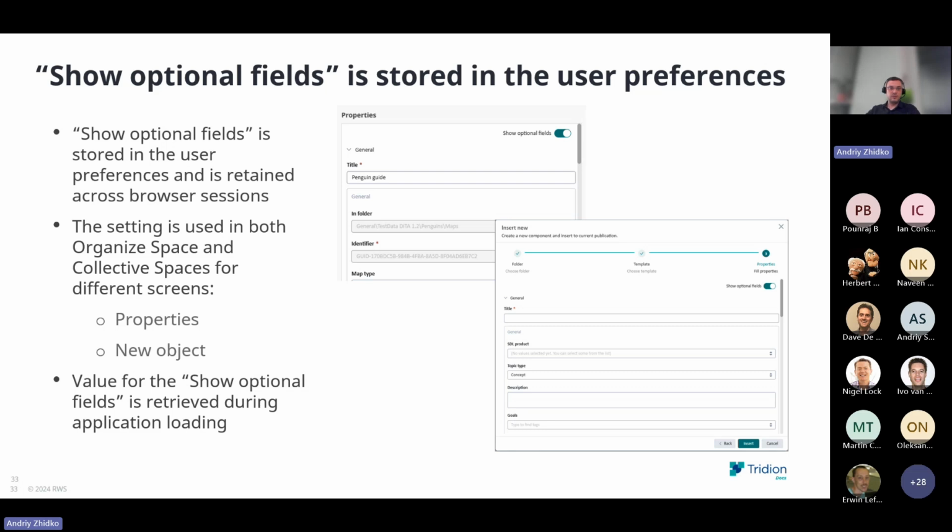Having the possibility to preserve the value for show optional fields per user via user preferences will address the need for them. So this value can be changed in both organized space and collective spaces, as well as respected in both places.